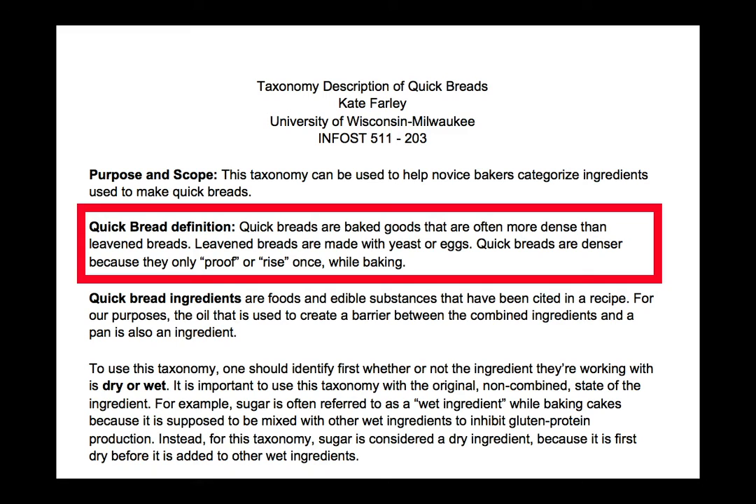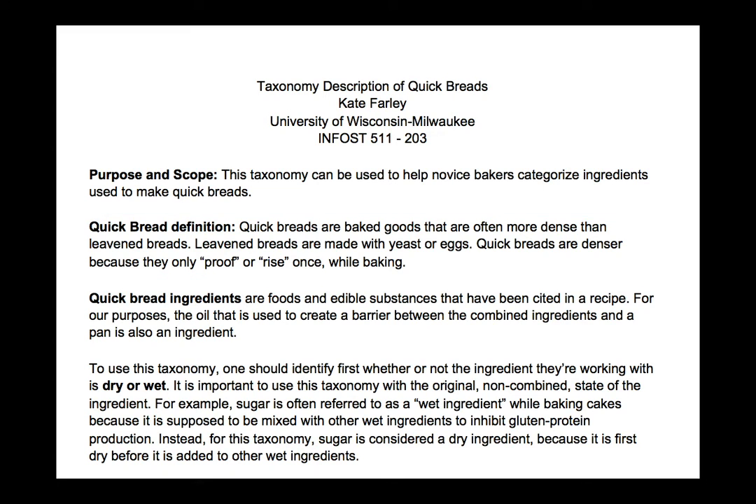They're baked goods that are often more dense than leavened breads, and leavened breads are made with yeast or eggs, so those are the rising agents in those recipes. Whereas quick breads are denser because they only proof or rise once while they're baking, and they tend to use more chemical rising agents like baking soda and baking powder.